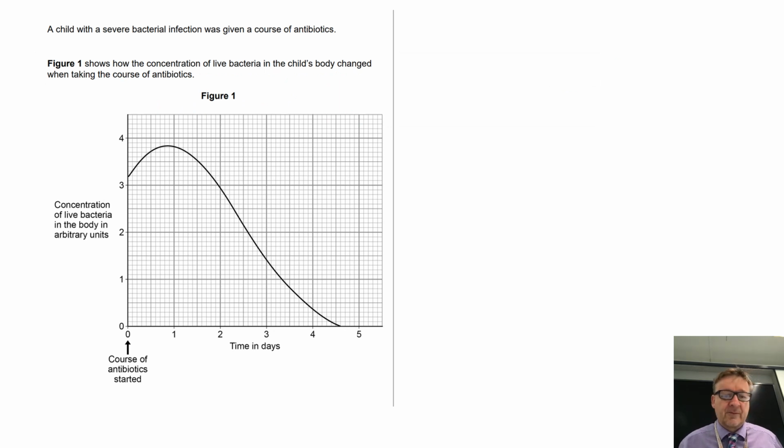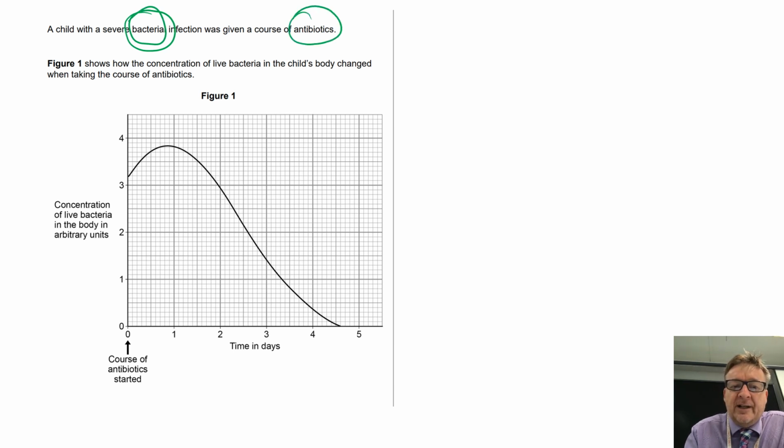Oh, a graph, cool. All right, so let's have a look at it. Right, before we even think about any questions at all, let's have a think. A child with severe bacterial infection and antibiotics. Now we know that bacteria are affected by antibiotics, but viruses, protists, fungi aren't affected by antibiotics. Figure 1 shows how the concentration of live bacteria in the child's body changed when taking a course of antibiotics.